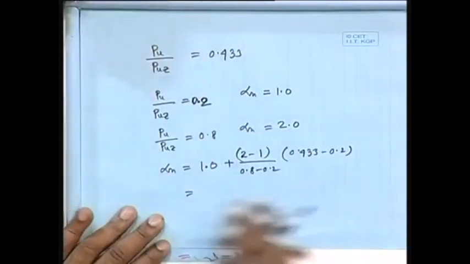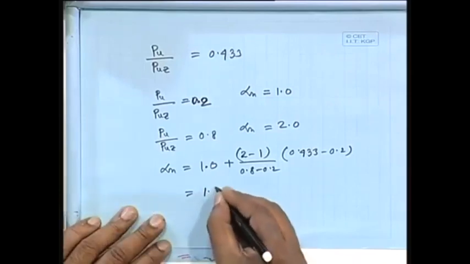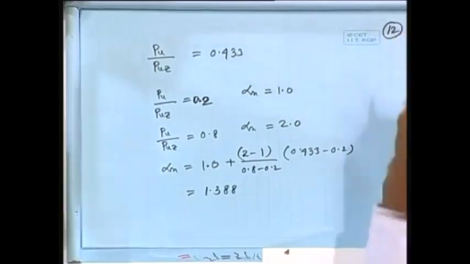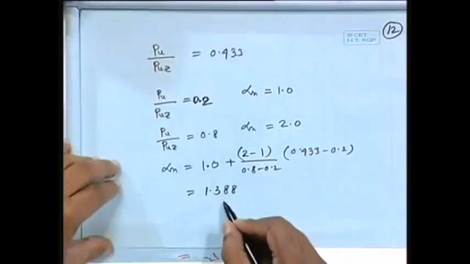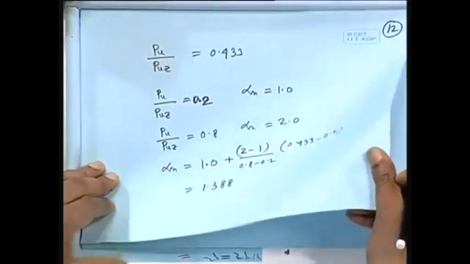So how much is coming? 0.233 divided by 0.6 plus 1, so 1.388. Okay. So we have got that alpha n equal to 1.388. So let us now summarize the thing.